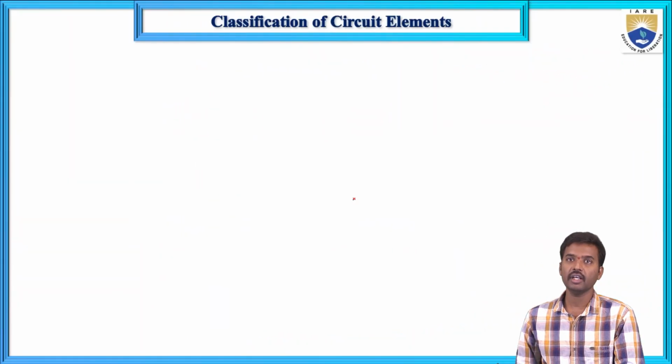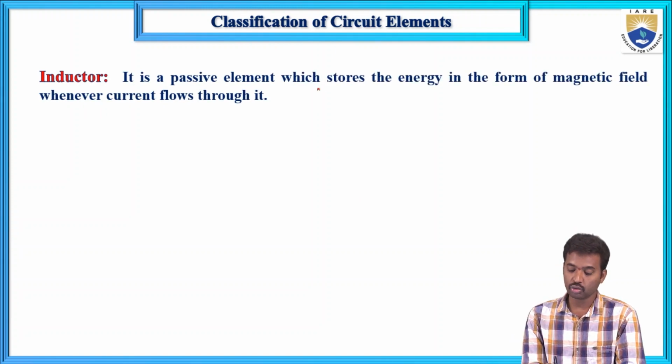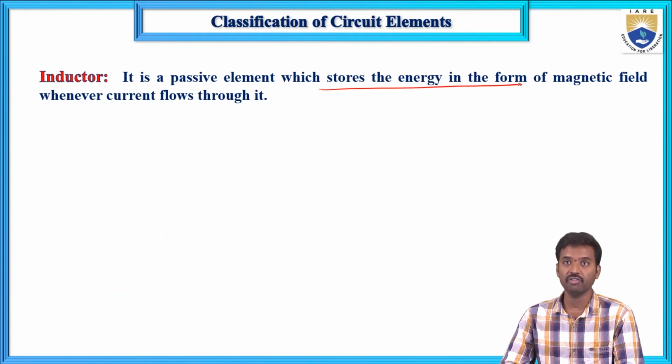And next thing here, inductor. Inductor is a passive element which receives the energy from the active element and stores the energy in the form of a magnetic field when current flows through the element. So now inductor is different and inductance is different, just as resistor is different and resistance is different.